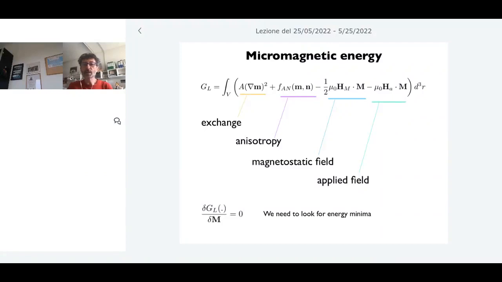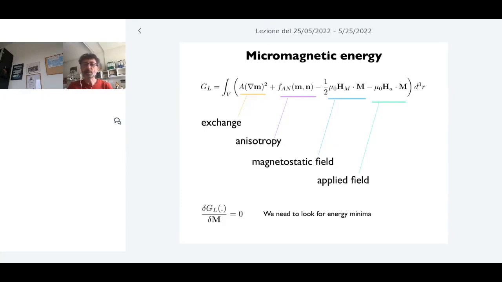They do not depend on what the magnetization is doing in one place only. The exchange depends on the derivative, so it describes a sort of short-range interaction. But the magnetostatic field HM itself is the solution of the magnetostatic problem, and we know that the solution of every magnetostatic problem corresponds to a long-range interaction. So the magnetostatic field is something which is strongly non-local.